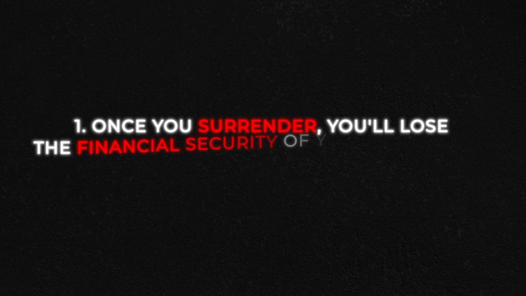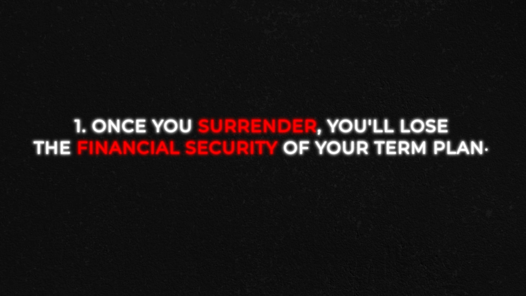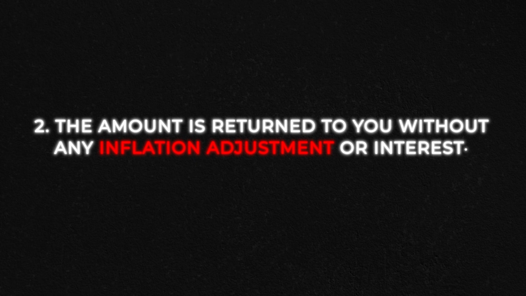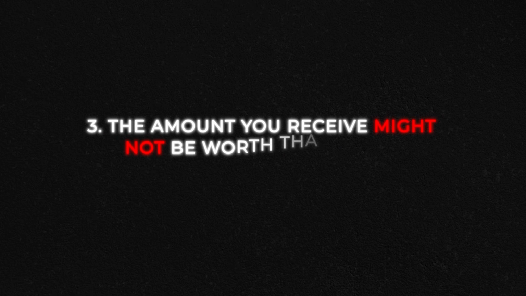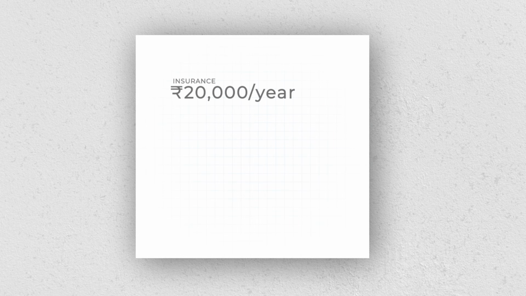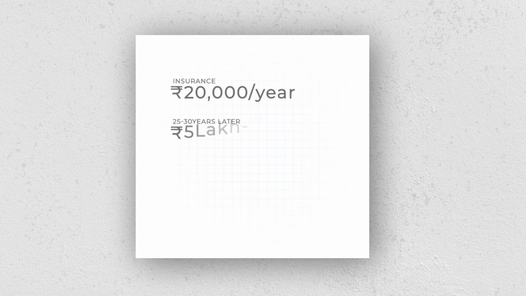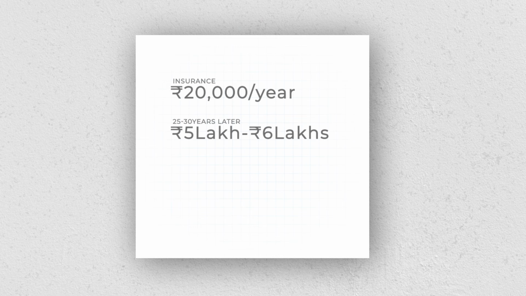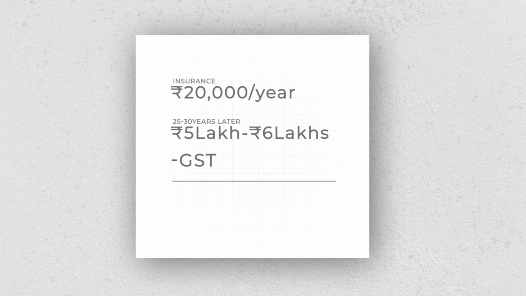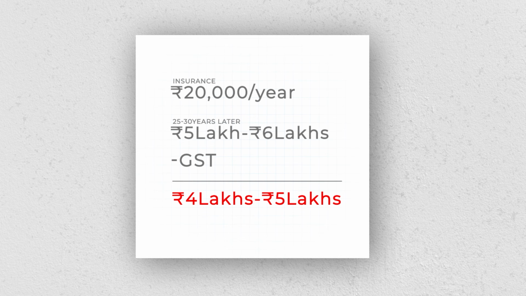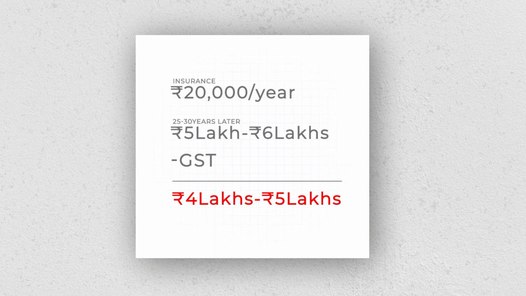You would no longer have the financial security of a term plan once you surrender. Secondly, the amount is returned to you without any adjustment of inflation or any interest. Lastly, the amount you receive might not be worth that much. Let's say you've been paying around 20,000 per year for your insurance. Over 25-30 years, this would add up to around 5 to 6 lakhs. The insurer would essentially return this amount after deducting the GST paid. So you're probably going to be left with 4 to 5 lakhs. That too, 25 years from now, when it's probably not worth that much.